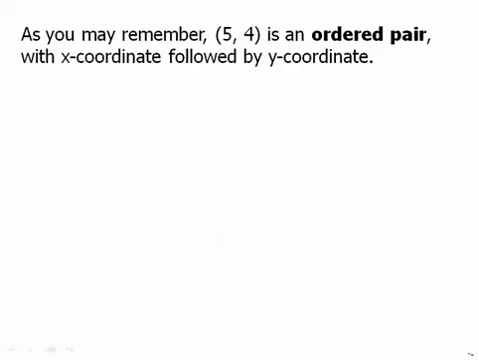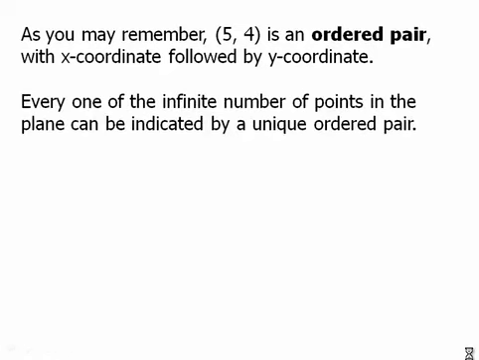That is the ordered pair that denotes the exact position of that point. As you may remember, (5, 4) is an ordered pair with an x-coordinate followed by a y-coordinate. So they're in alphabetical order. First the x-coordinate, then the y-coordinate. Every one of the infinite number of points in the plane can be indicated by a unique ordered pair. So that's amazing fact number 1. You could go to any position in the plane, an infinite number of points in the plane, every single one will have a unique ordered pair, a unique xy coordinate denoting its exact location.